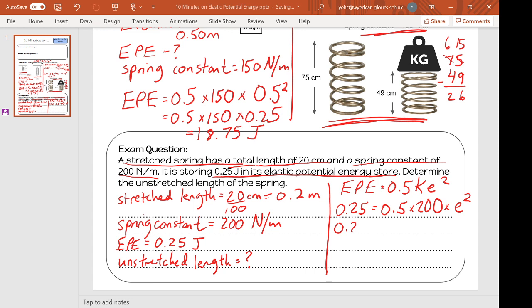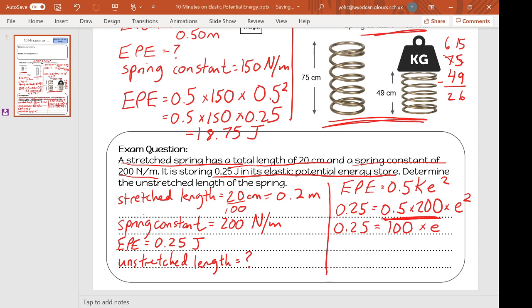If I pull up my calculator, 0.5 times 200 is 100. So all I've done is just change that bit into one number. Now it looks a bit cleaner.